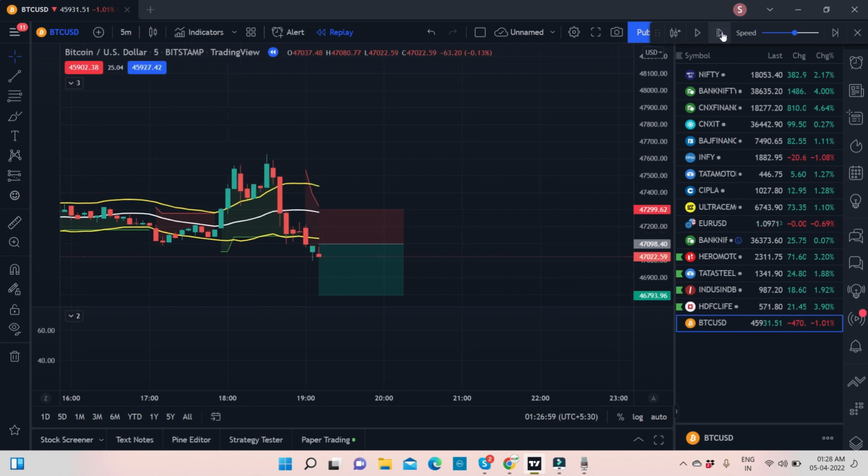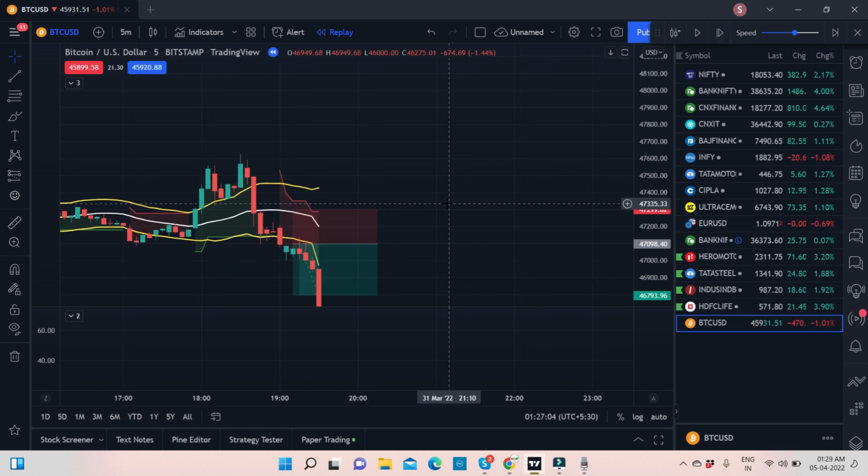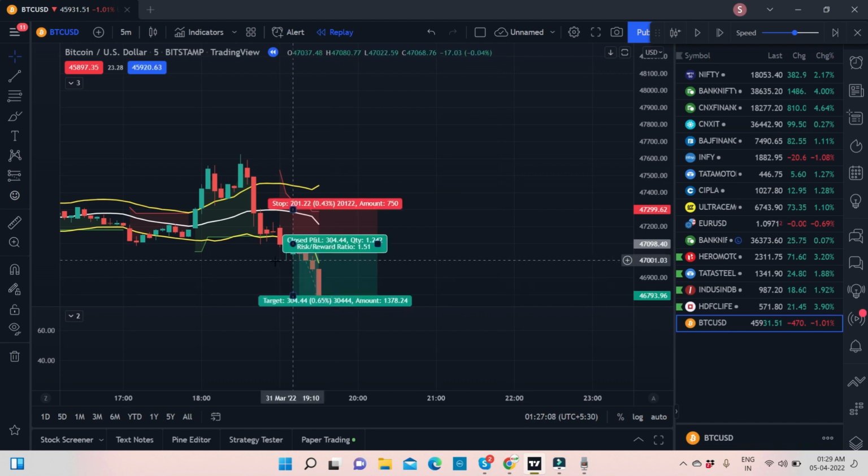So going ahead, you can see we are close to our target, and this is where the target is achieved. Now let me tell you why we have taken the entry at this point of time.